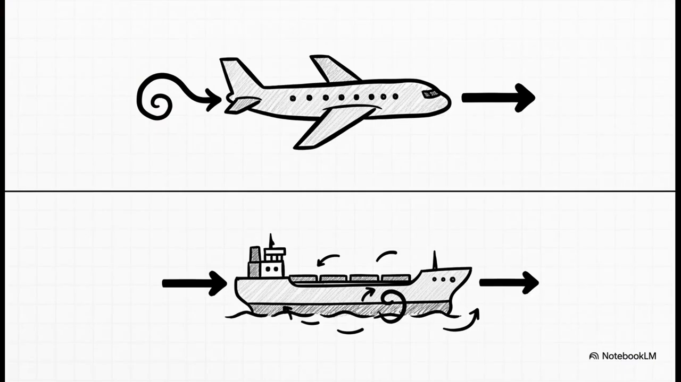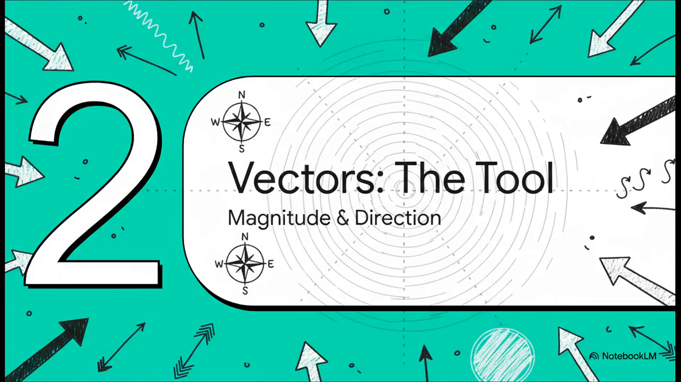And really, this isn't just a pilot's problem. Anytime you're trying to move in one direction while some other force, like the wind or a powerful ocean current, is pushing you in another, you are dealing with this exact same puzzle. So how in the world do we solve this? Well, we need a special kind of mathematical tool. It's called a vector, and it's basically the language of magnitude and direction.